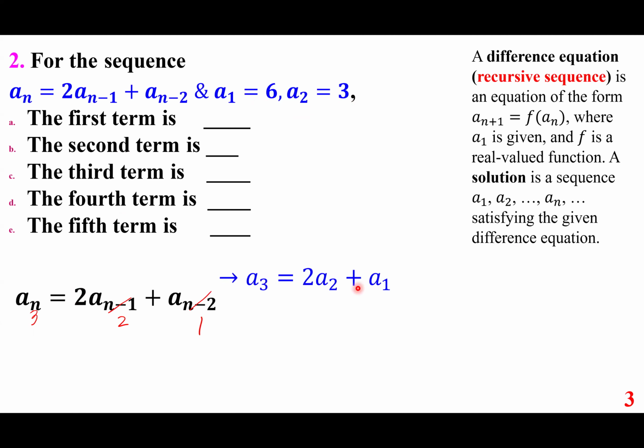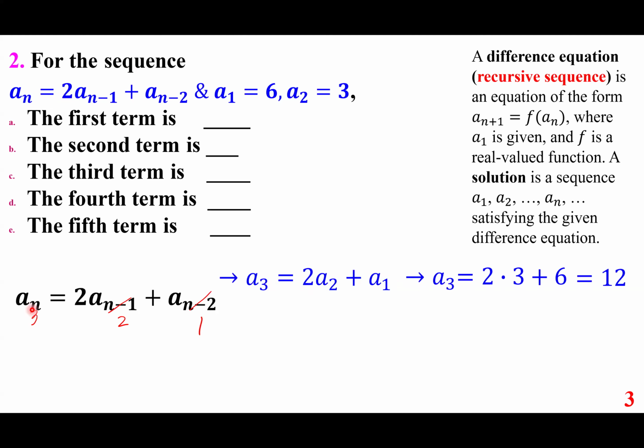So a sub 3 is 2 a sub 2 plus a sub 1, which means, if you look at this one in general, if you want any term, go to the previous one multiplied by 2, and then add the one before that. So if I want a sub 3, I go to the previous one, a sub 2, I multiply by 2, and add the previous one. Therefore, 2 times 3 plus 6, they add up to 12.